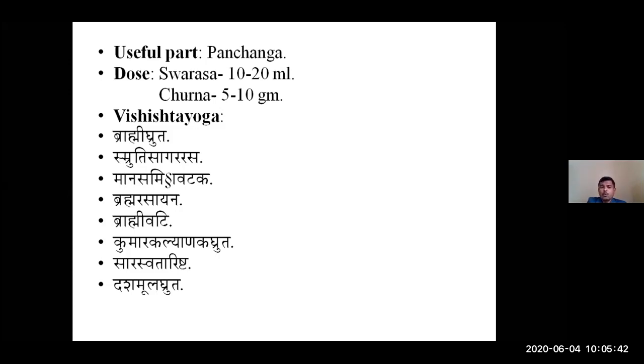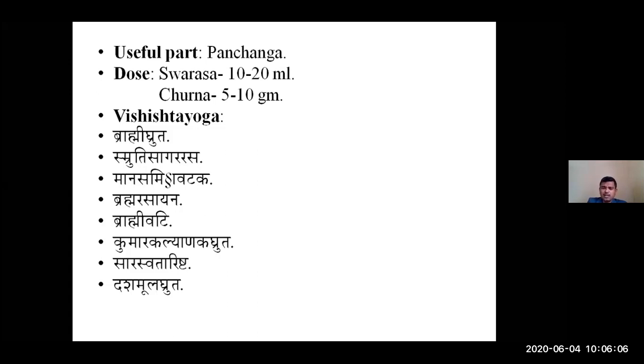Brahmi Bhati, Kumara Kalyanaka Gruta. Kumara Kalyanaka Gruta is especially mentioned by Kashyapa Samhitakara for the utility of Brahmi in pediatric conditions. Then Sarasvatarishta. This is one of the best preparations, the contribution of Ayurveda as a memory booster.